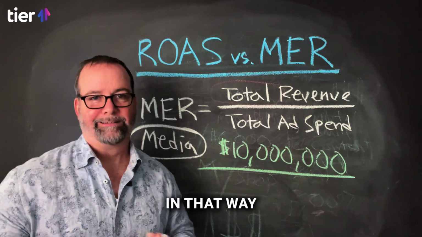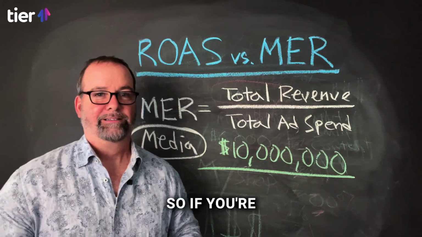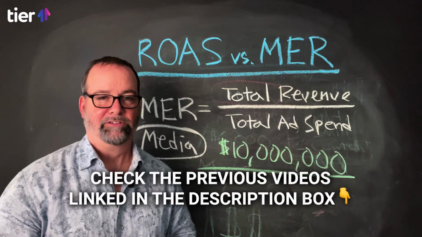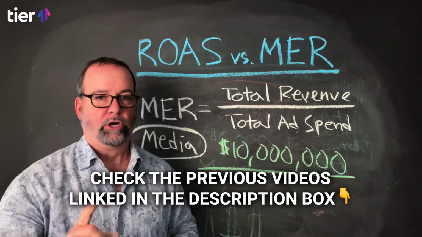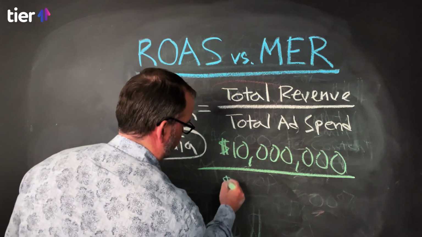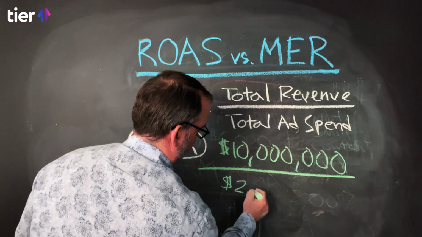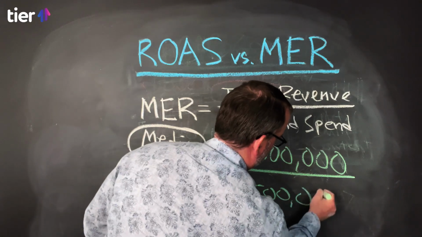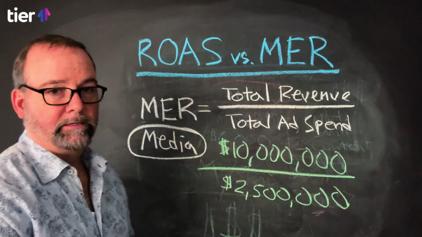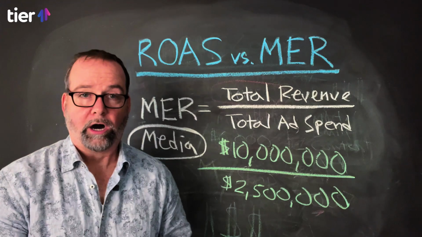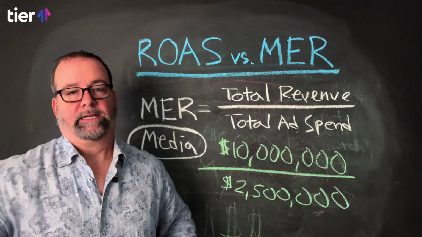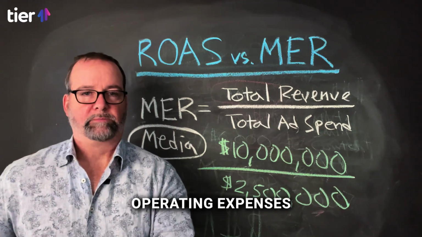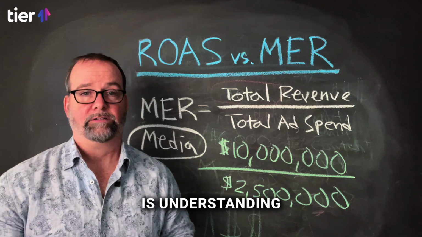You can almost look at it in that way as like an operating expense. So if you're not familiar with the difference between a cost of goods sold and your operating expense, we'll leave some links in the videos here to make sure that you do understand that. So in their case, they spend about, let's just say, $2.5 million per year on advertising and media in general. They also have some staff, they have some OpEx, so you sort of lump that into their operating expenses so they understand their numbers. The key is understanding your numbers.